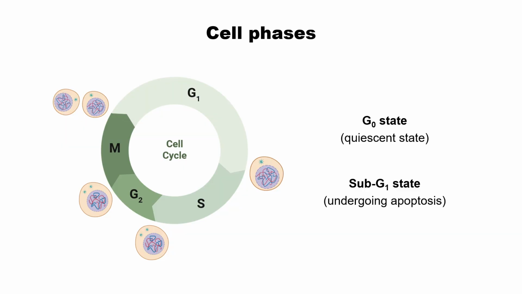Also, if the cells go into the apoptosis state, the cell size becomes smaller and fragmented. Those we call the sub-G1 state.